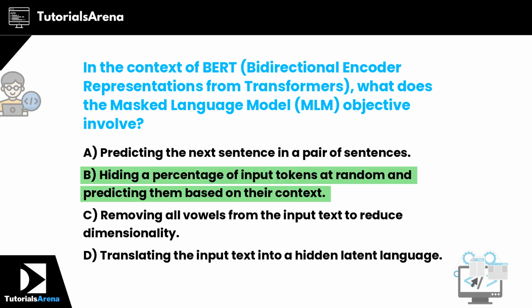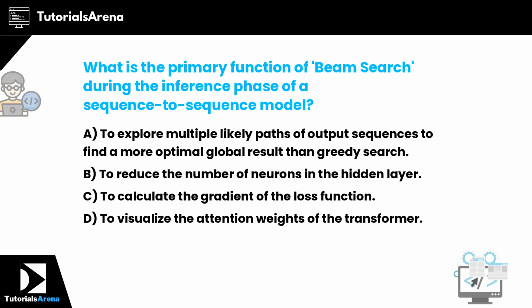The correct answer is option B, hiding a percentage of input tokens at random and predicting them based on their context. What is the primary function of beam search during the inference phase of a sequence-to-sequence model?